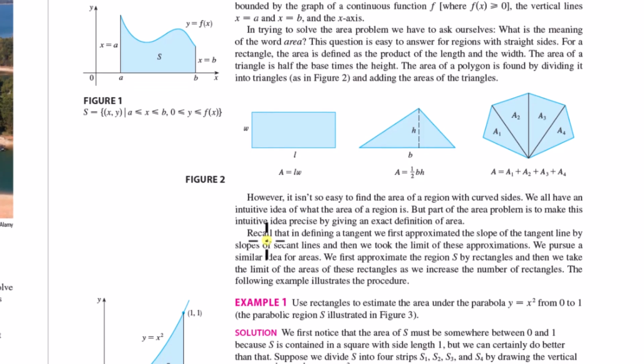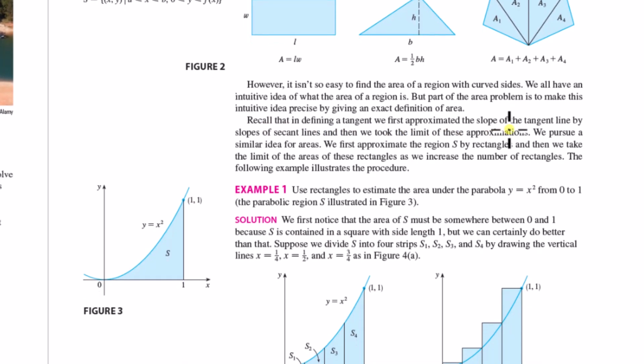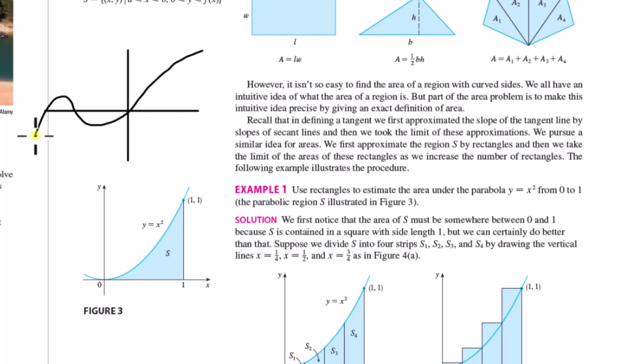Okay, so it says, recall that in defining a tangent, we first approximated the slope of the tangent line by slopes of secant lines, and then we took the limit of these approximations. So just like with the tangent problem, we're going to once again use limits to solve the area problem. And remember, from a physical standpoint, how the limit was used to solve the tangent problem was, so you have some general function f of x.